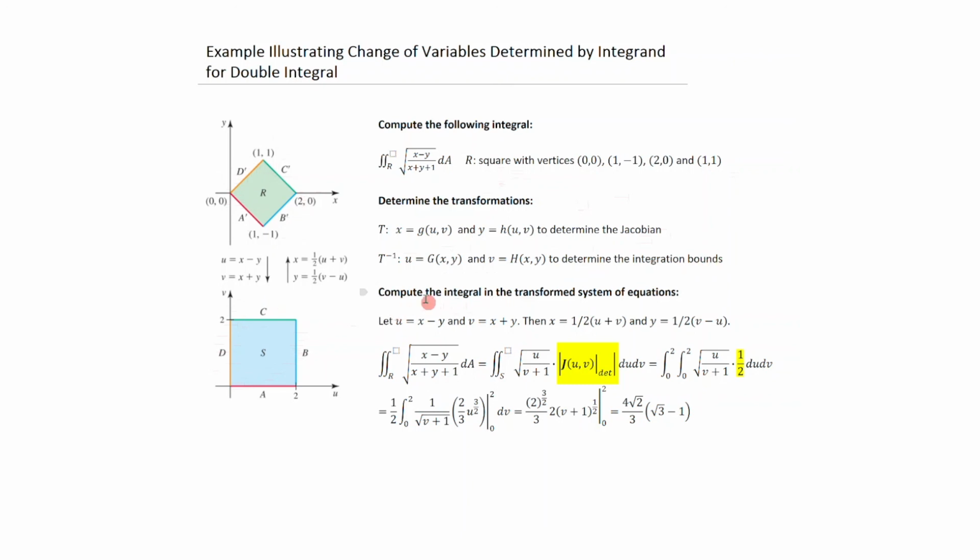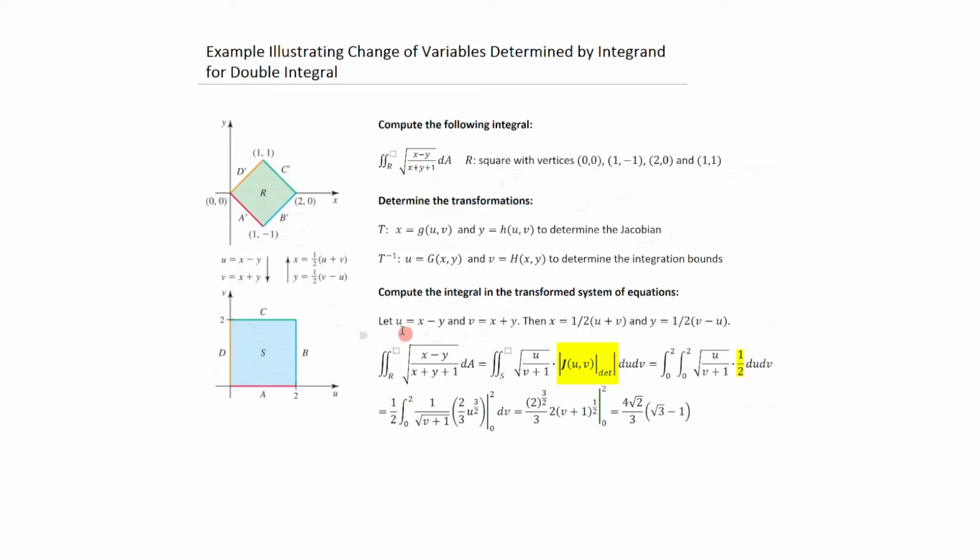Okay, so compute the integral in the transformed system. We're going to let u equal x minus y, and v equal x plus y. What does that transformation actually do? It takes this object and rotates it, but it also applies a magnification factor to it. For instance, you'll notice that the lengths of these sides relative to the lengths of these sides are not the same. So it looks like we've expanded the size of the object.